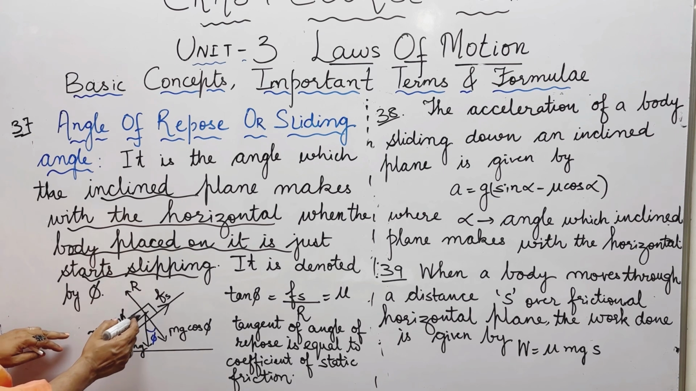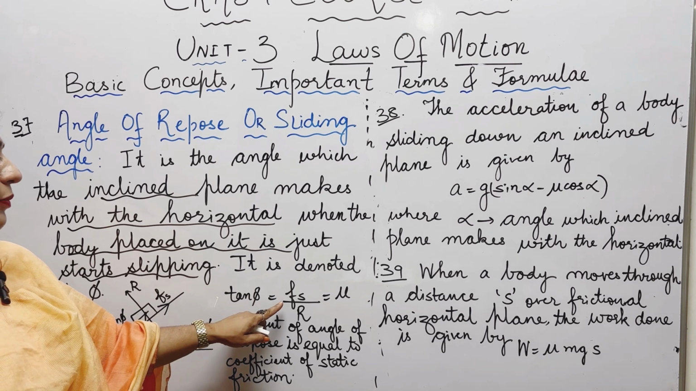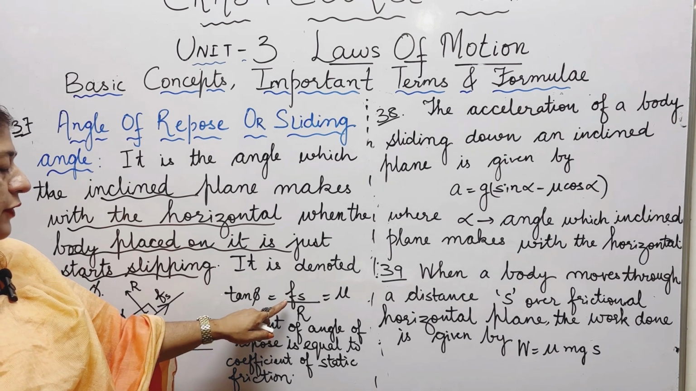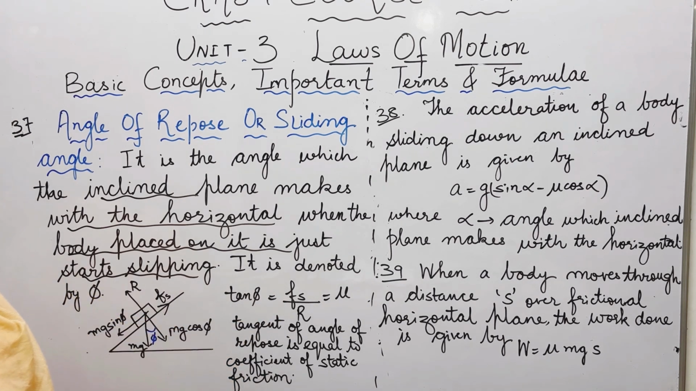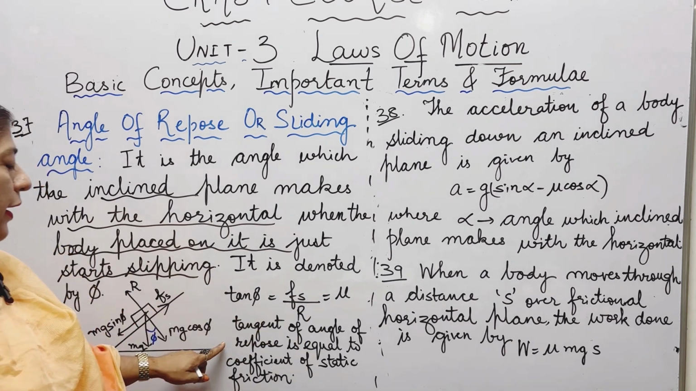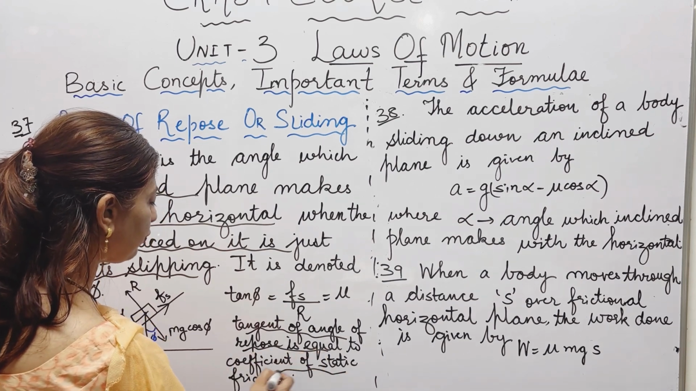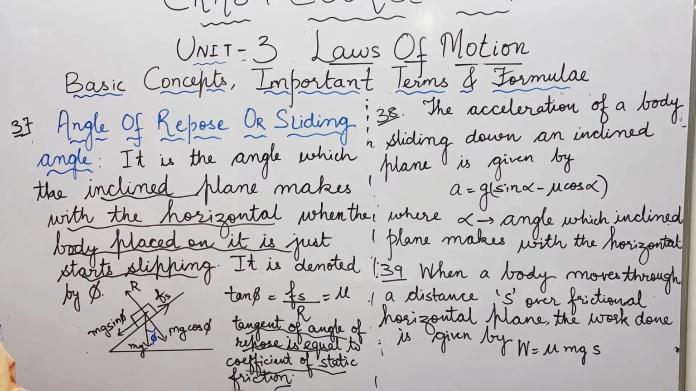The weight is resolved in two directions: mg cos phi and mg sin phi. Now it is clear from the figure that tan phi is equal to the limiting friction on the sliding plane divided by the normal reaction R, and that is equal to mu, the static friction. Here again we get that the tangent of the angle of repose is equal to the coefficient of static friction.